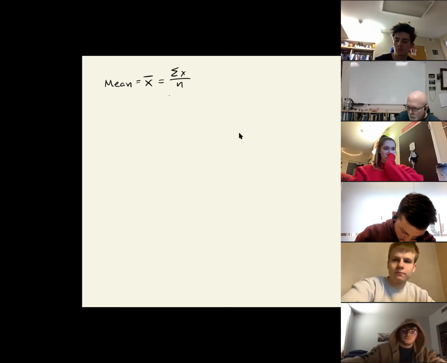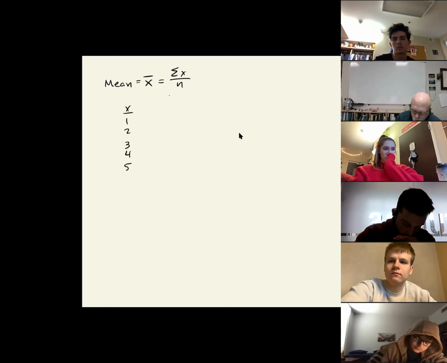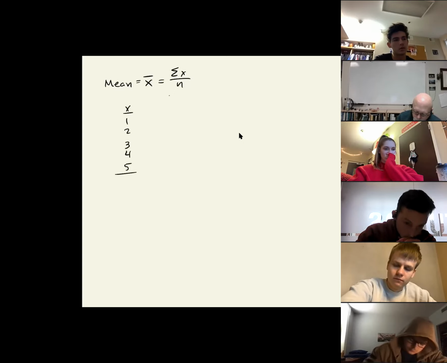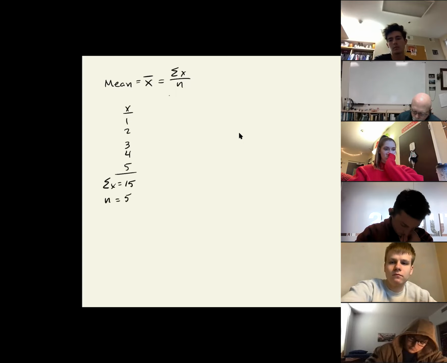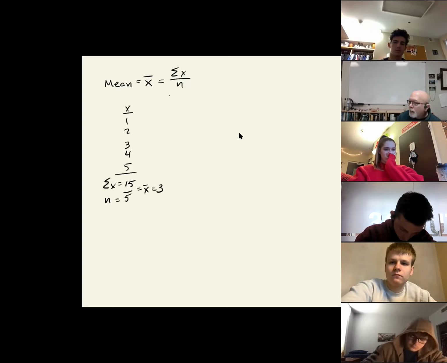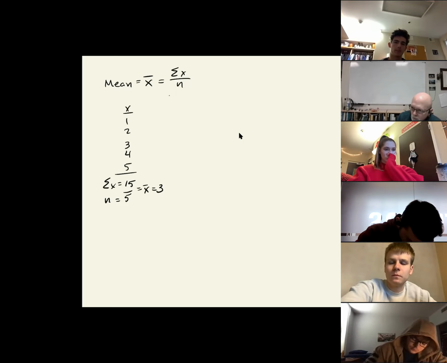So let's just make up a simple data set where the X values are 1, 2, 3, 4, and 5. 5 and 4 is 9, 9 and 3 is 12, 13, 14, 15. So the sum of the X values in this case is 15, and the number of values that we have is 5. And when we divide those, the average then is an average of 3. So that tells us kind of where the middle of the data set is in this case.